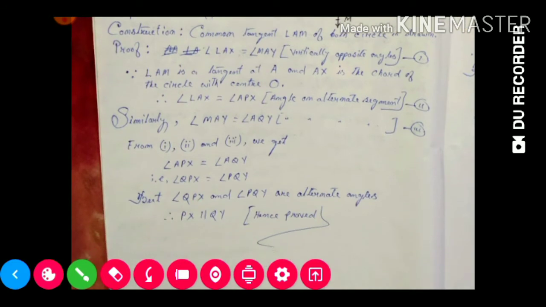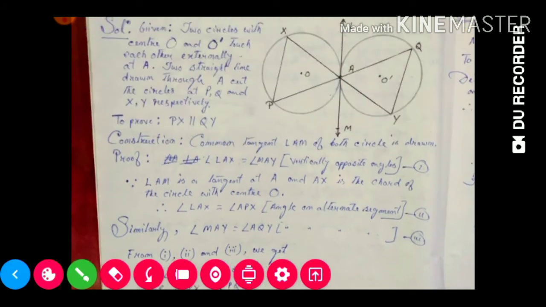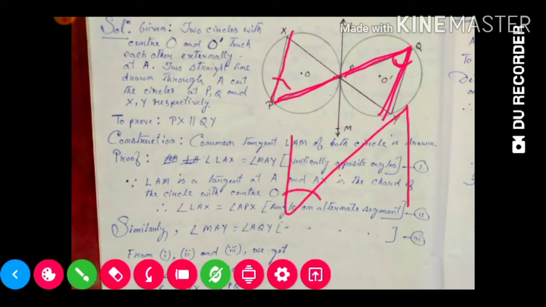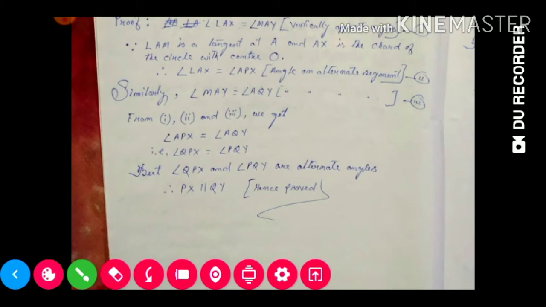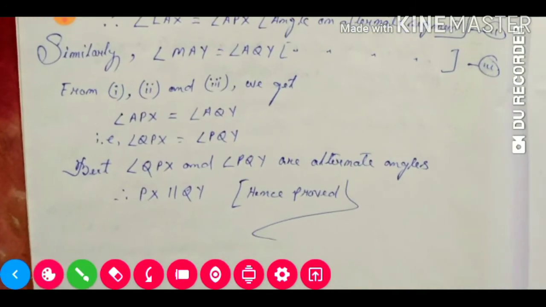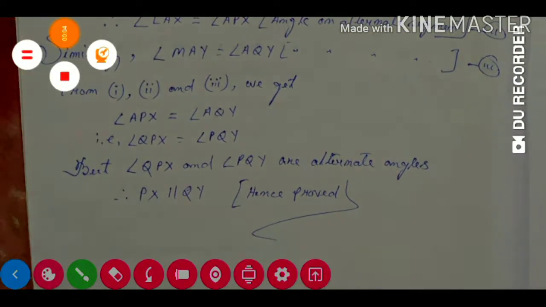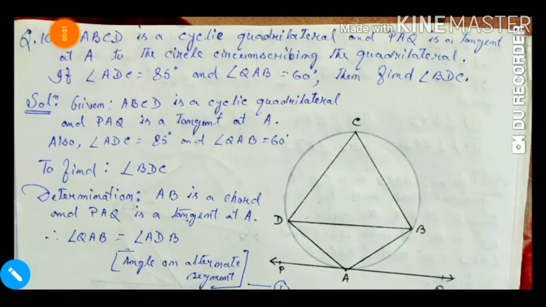Similarly, here it is given AQY. This AQY we are able to start from P. So it will be PQY, and the angle will not change. But these two angles are what? Alternate angles, like a Z going. So they are alternate angles. Therefore PX will be parallel to QY. Since QPX and angle PQY are alternate angles, therefore PX will be parallel to QY. Hence proved.